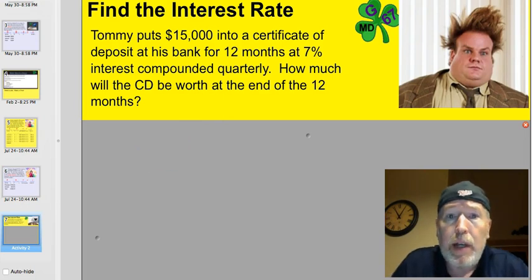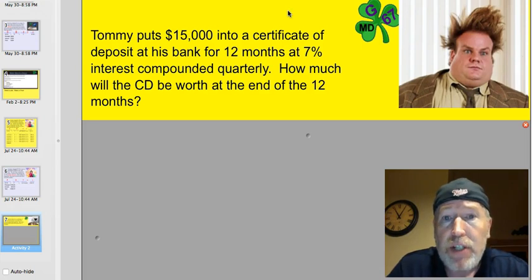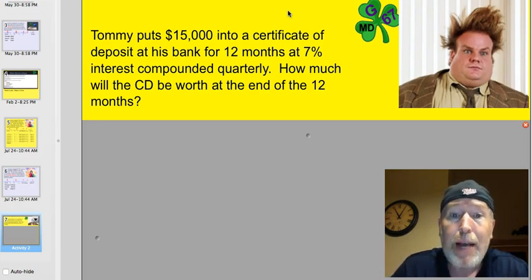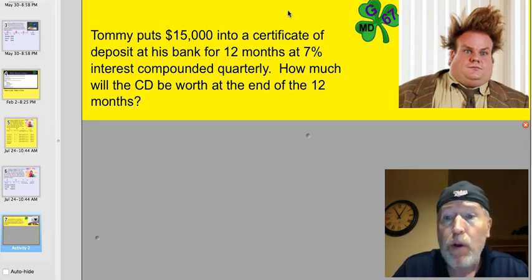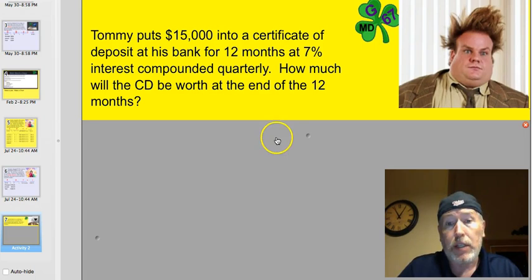Here this is now to find the interest rate. Sorry about that. Tommy puts $15,000 into a certificate of deposit at his bank for 12 months at 7% interest, compounded quarterly. How much will the CD be worth at the end of 12 months? Remember that sometimes we're earning interest, and that's a good thing. All right, let's take a look at this.